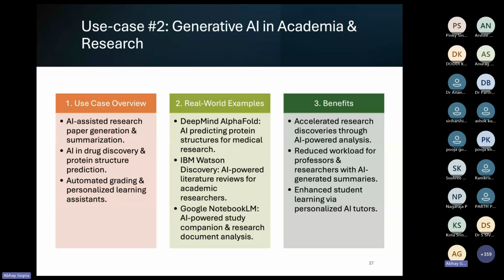Then since many of you are in academia, I thought that I would introduce this as a use case. So you can have AI assisted research papers generation and summarization. Then drug discovery. So this is where a lot of work is happening, especially with the grants from NIH in US, that like protein structure prediction.